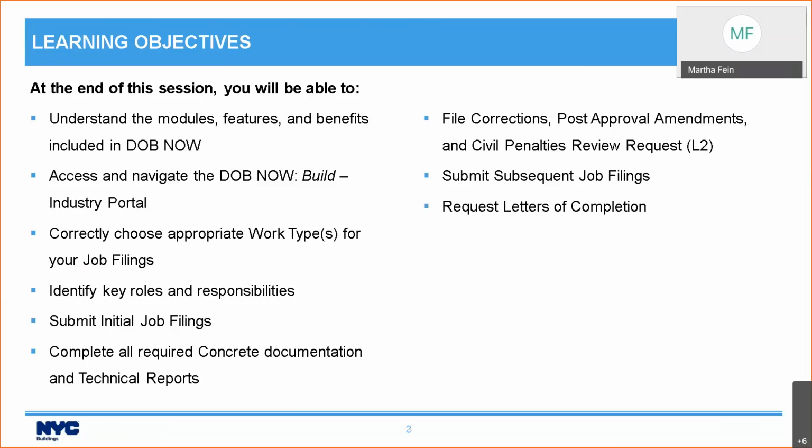So at the end of this session, you're going to be able to understand the modules, features, and benefits included in DOB Now, to access and navigate the DOB Now Build industry portal, to correctly choose appropriate work type or work types for your job filings, to identify key roles and responsibilities. You'll know how to submit initial job filings, how to complete all required documentation and technical reports. There's some updates to that. You'll know how to file corrections, post-approval amendments, and civil penalties review requests, L2. How to submit subsequent job filings and how to request letters of completion.